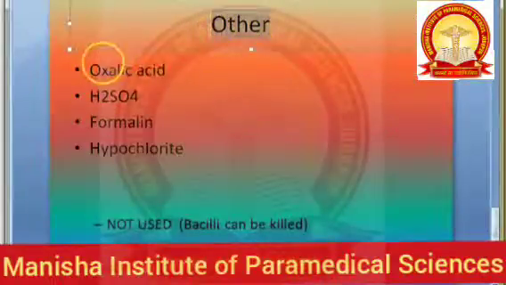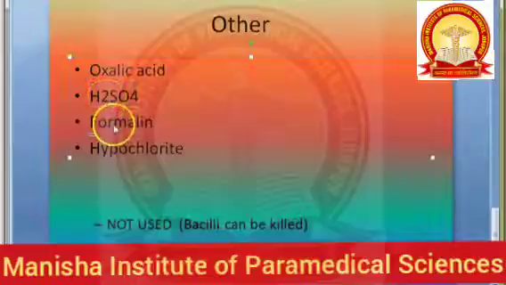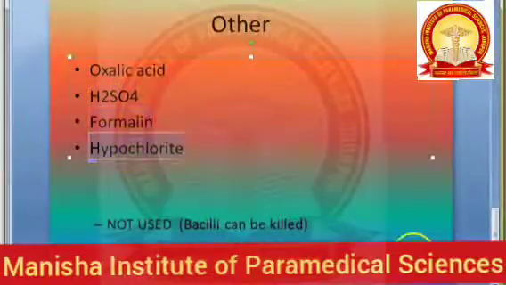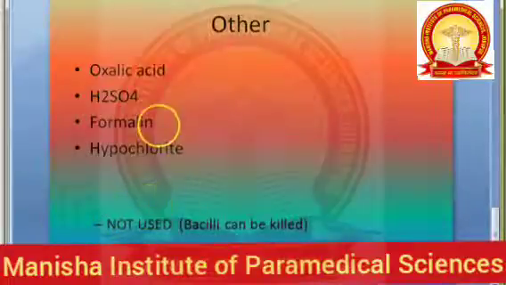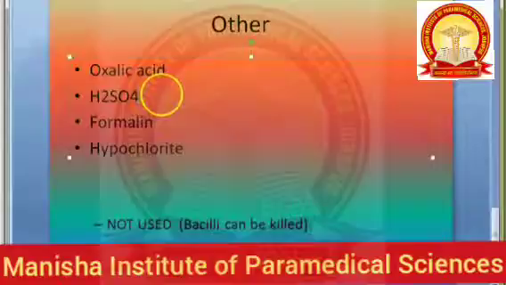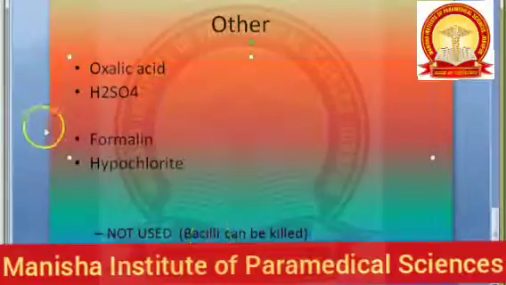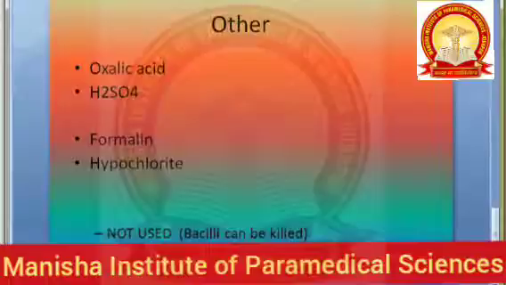Other things that you can use: oxalic acid, H2SO4, formalin, hypochlorite, but these are not used that much, okay? Especially formalin, hypochlorite and others, they say they can kill the bacteria itself, the tubercle bacteria, okay?